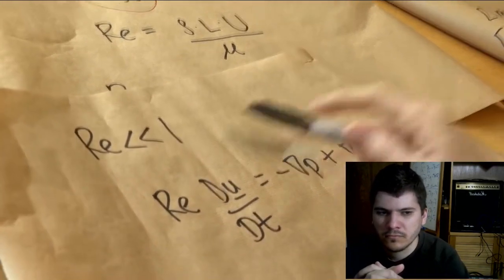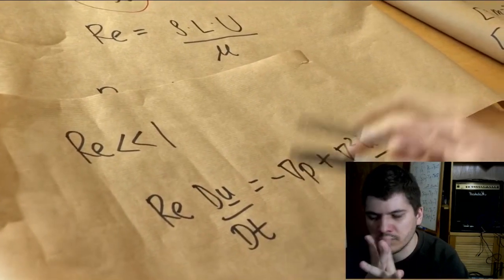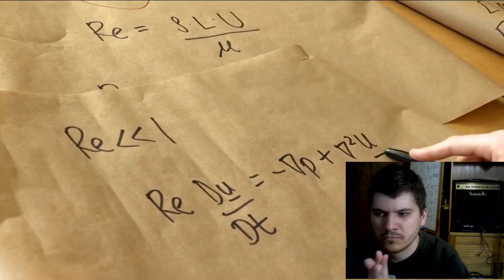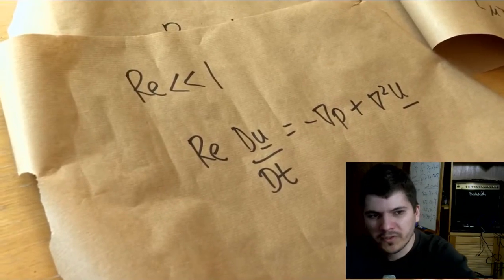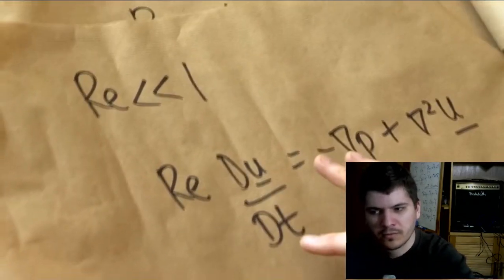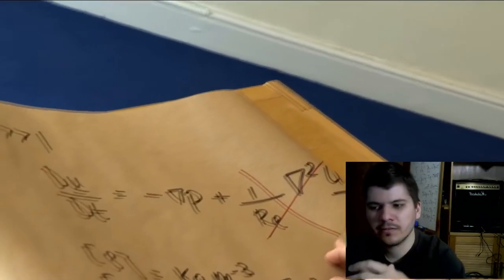So we've got Reynolds number times acceleration is pressure plus viscosity. You might be wondering, where is the Reynolds number here? Why is it on acceleration, and before we had it over on viscosity? Now we have a small Reynolds number.